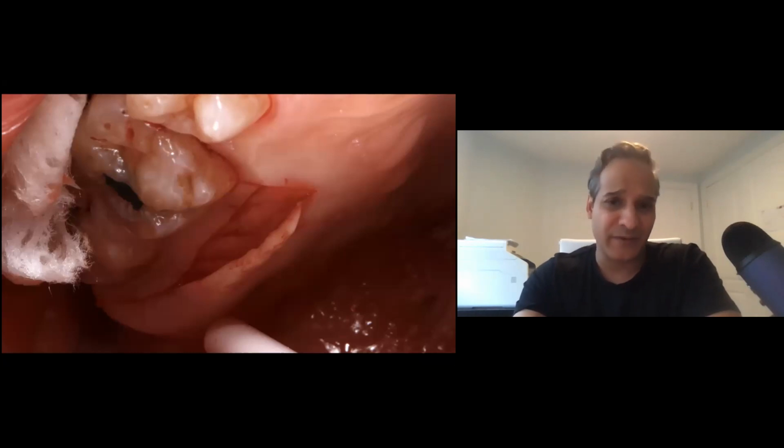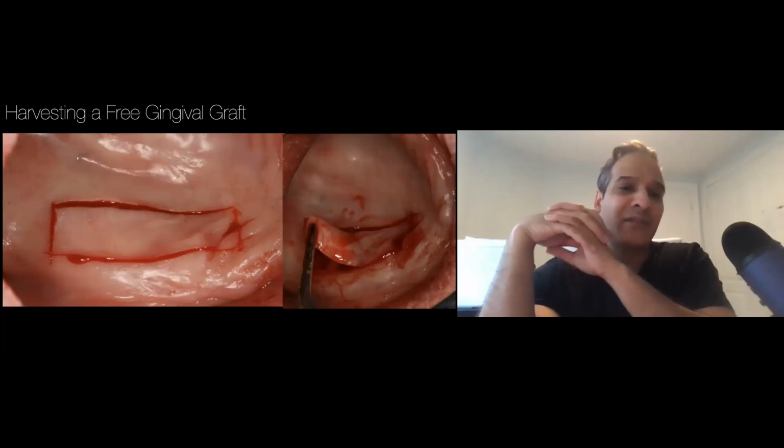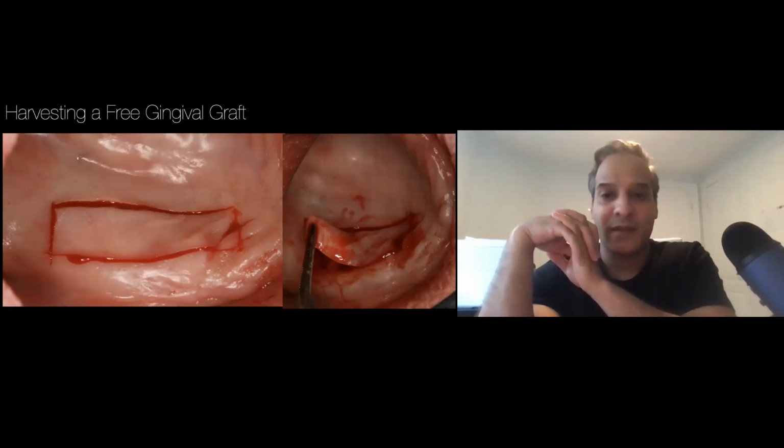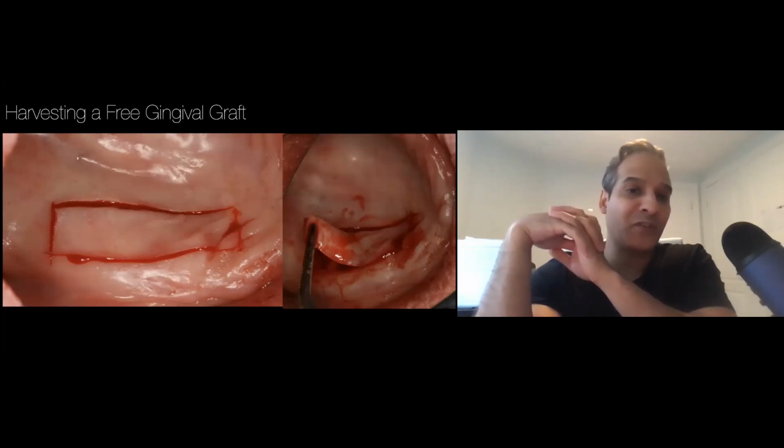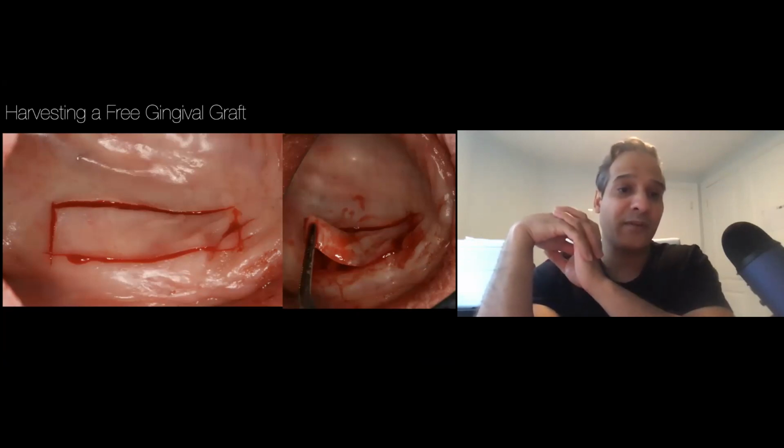Now, free gingival grafts. Free gingival grafts technically look scarier, but they're much easier to harvest. If you don't go too deep, you can pretty much get a free gingival graft from anywhere on the palate, and you can do it safely. You don't have to really worry about the arteries, as long as you're superficial enough.